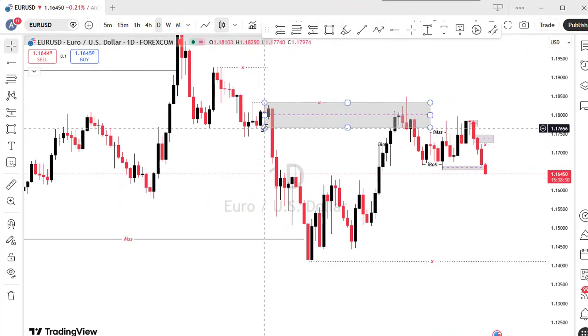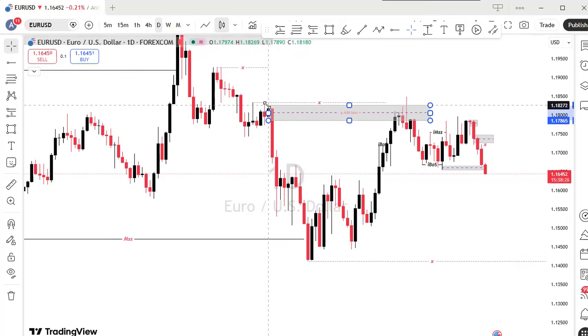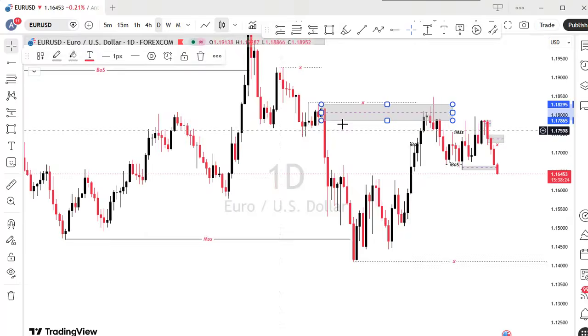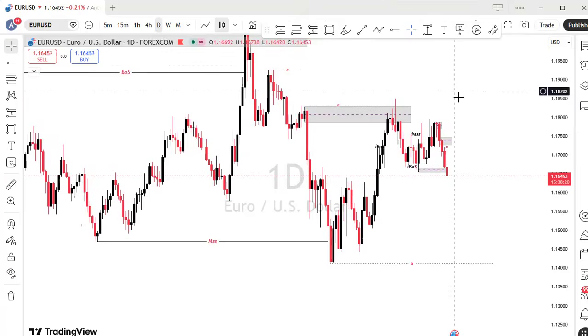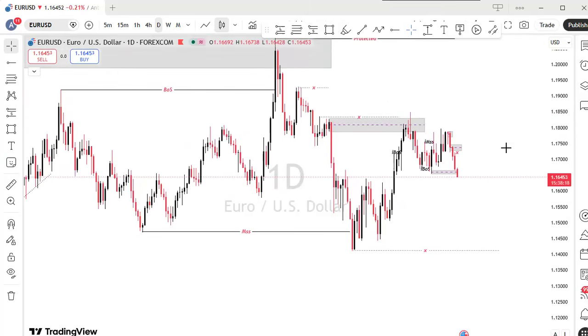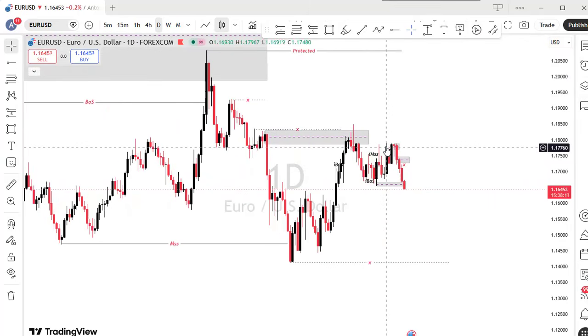So when we refine, we are going to arrive at this candle. This last bullish candle before the bearish movement becomes your point of interest. So what next now? The next step is just waiting. Wait for the market to come to your point of interest.